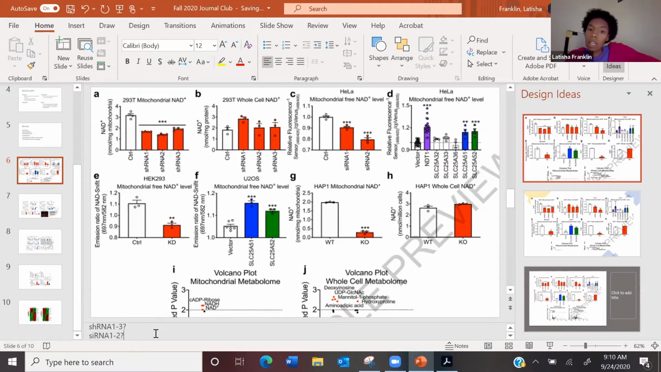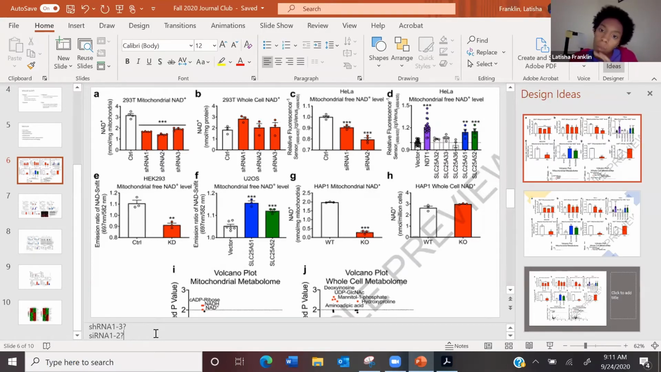But essentially this is saying that both SI1 and SI2 are statistically significantly decreased compared to control, but SI2 severely affects the mitochondrial levels. So whatever these SIs and SHs are, they are impacting the levels of NAD. So we're seeing changes going on. Cool.